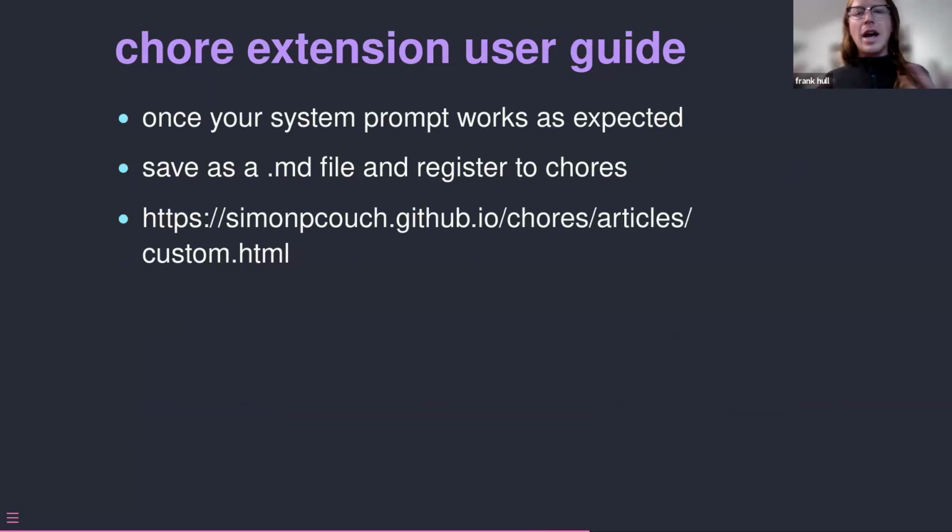Once you have that system prompt working as you would expect, sandboxing it inside of Elmer, I would save it as a markdown and then register that to chores. There's a few different ways to do that. I include this link, so definitely refer to the chores custom article. This will allow you to build out your own custom chores. These don't have to be packages. They could just be files that you have stored in a folder, and you register those at the top of your script each day you run them.